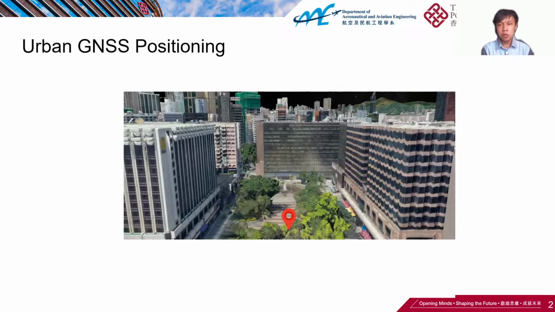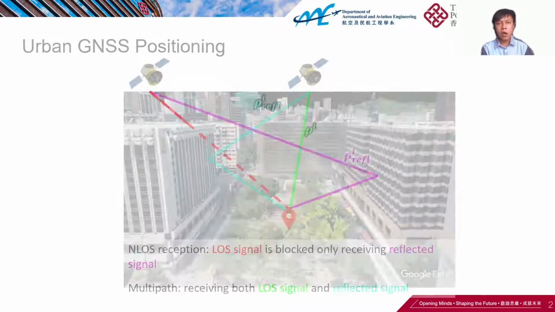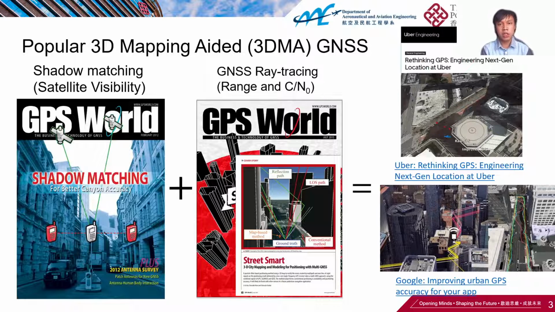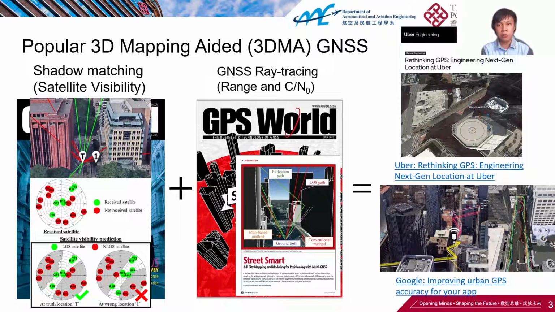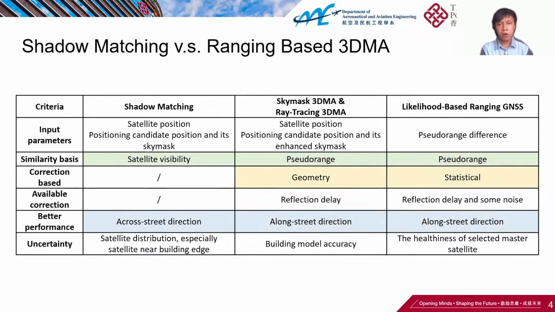Urban GNSS positioning is difficult because of NLOS reception and multipath effects. We believe that 3D GNSS has been used for different commercial applications, such as shadow matching, which uses satellite visibility, and ray-tracing GNSS, which uses pseudorange measurements. And they differ in their performance.